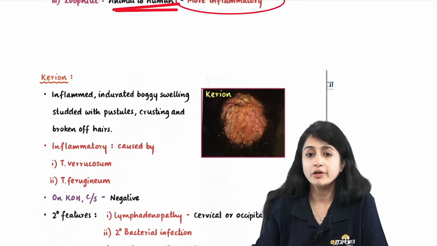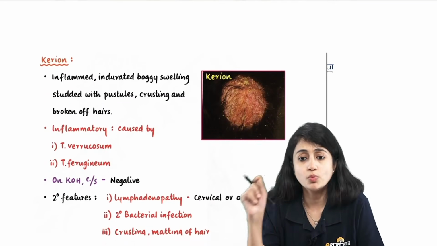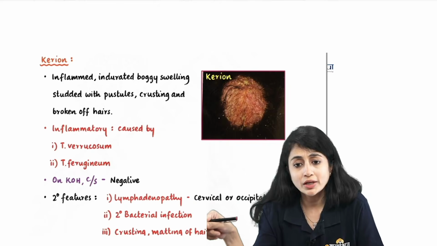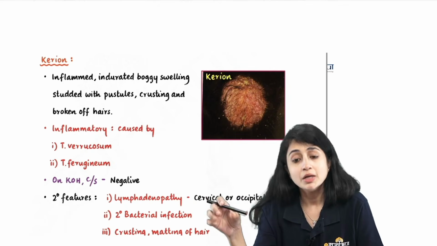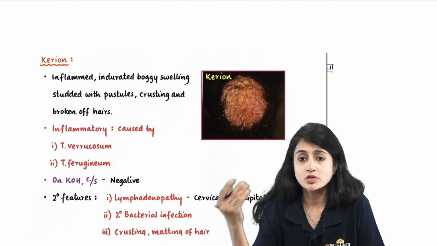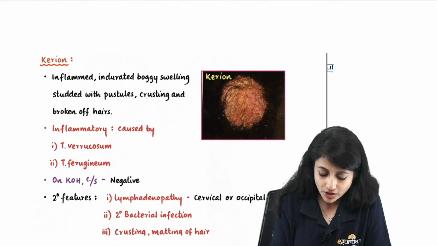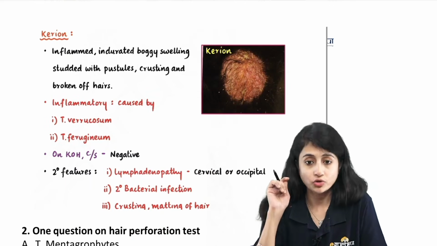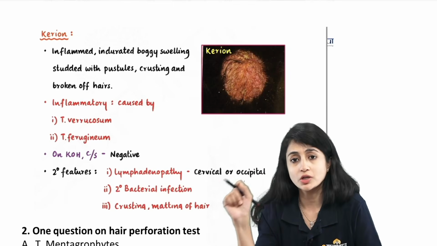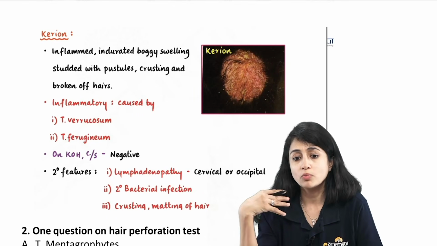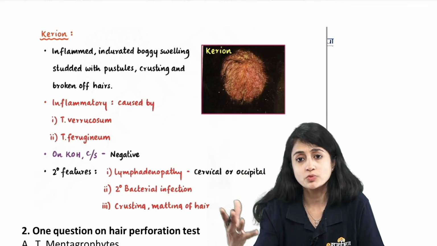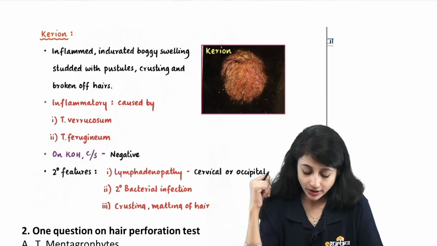And kerion, we have discussed so many times that it is a boggy, indurated swelling which is present on the scalp, and it has associated loss of hair, pustules, crusting and everything. And so it is majorly caused by verrucosum and ferrugineum. And when you do a KOH or culture, it is negative because my body mounts so much of an inflammatory response that the fungal hyphae are actually killed.